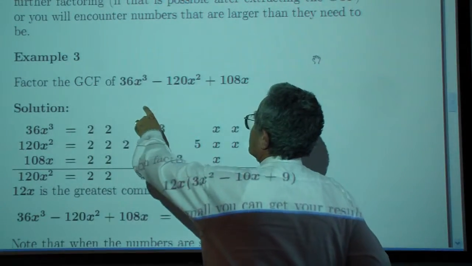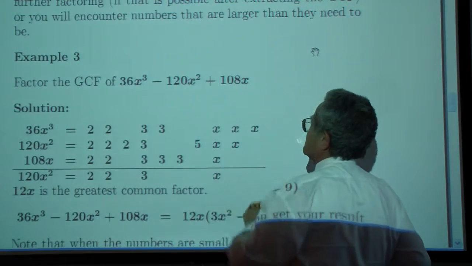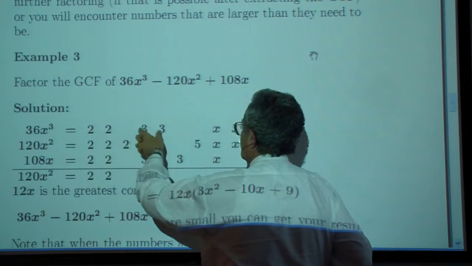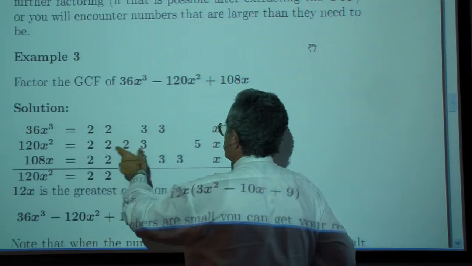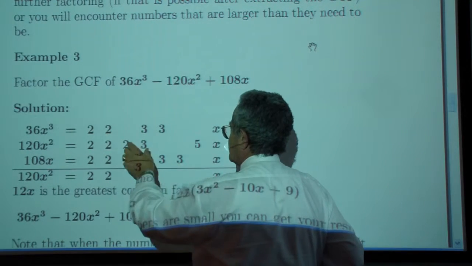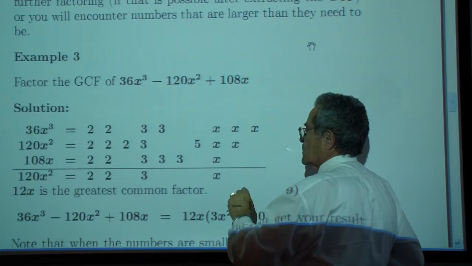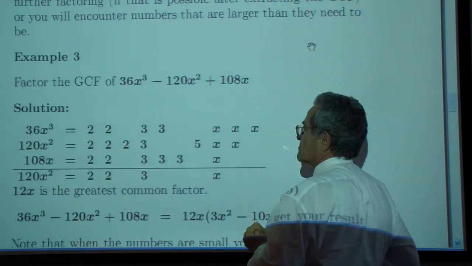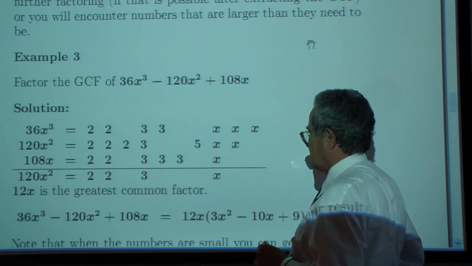Factor the greatest common factor: 36x cubed minus 120x squared plus 108x. 36x cubed is 4 times 9 times x cubed. 120 is 8 times 3 times 5, so 12 times 10, x times x. And 108x is 4 times 27 times x. This 2, that 3, and this x are common.